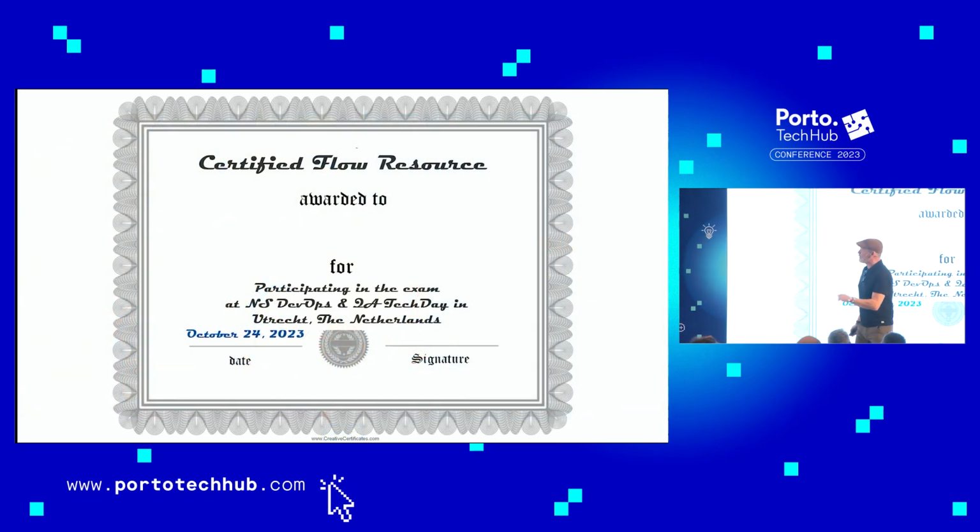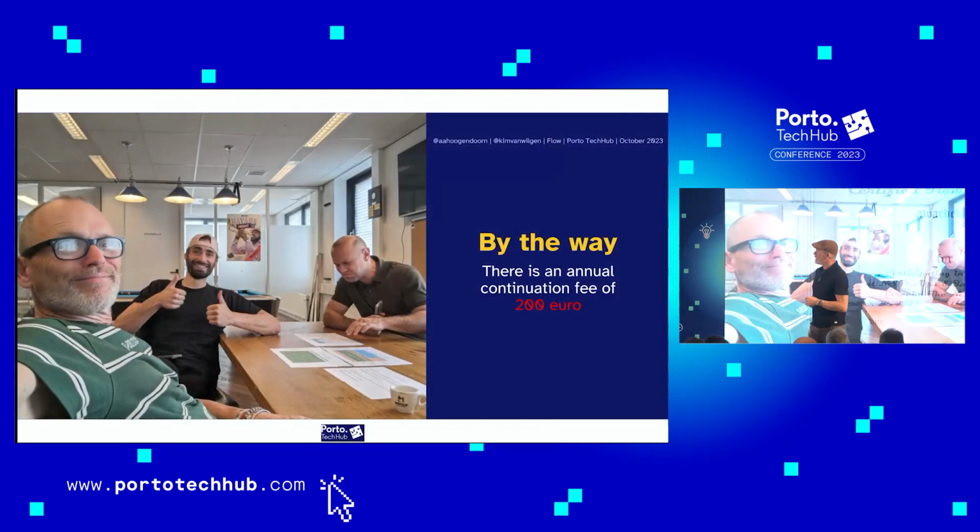So take out your cameras. I forgot to change the date. I should have done this. Oh, that is sad. I will make a new one actually. So I forgot to do this. We will send it around on Twitter. Oh yeah, my fault. By the way, there's also an annual continuation fee of 200 euros payable to our account.